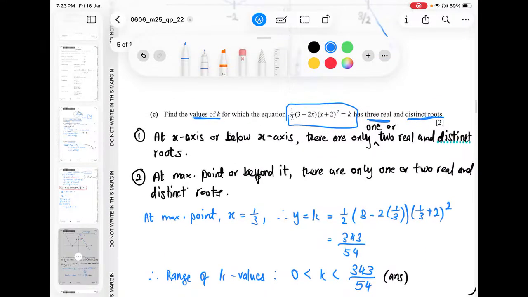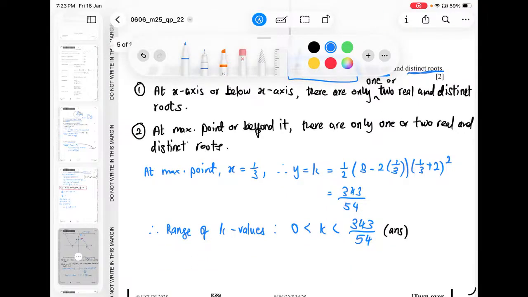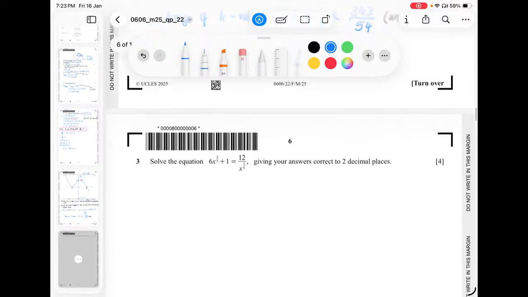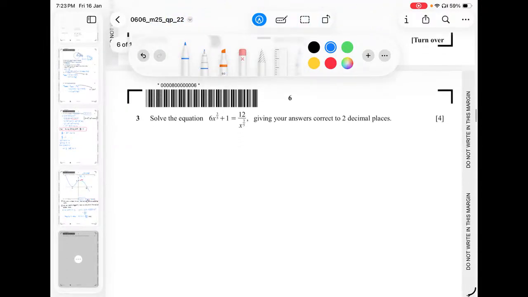Hope you understood this. This is only for 2 questions, 2 marks, sorry. So basically for these two, you need to just observe it from the graph and find the y value of the maximum point and then write it in the inequality form. Now let's move on to question 3.